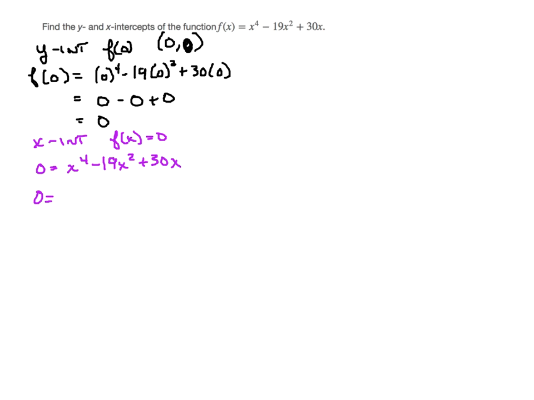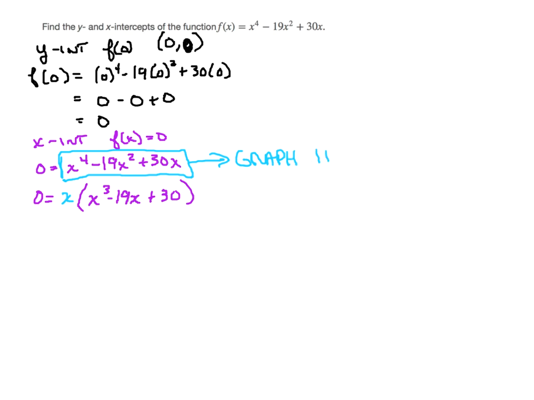All right, so this one's a little bit different. What we can do here is factor out a GCF of x. And that leaves us with x cubed minus 19x plus 30. However, this thing doesn't factor. And it's not a quadratic that I can run through the quadratic formula to solve for. It's a cubic. So I'm actually going to need to default to just using my graph. Graph it to find my x-intercepts.